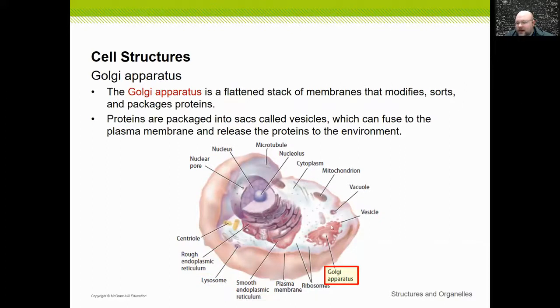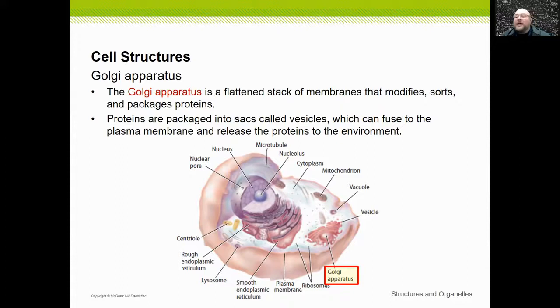Next, we have the Golgi apparatus. That's this structure down here. The Golgi apparatus is a flattened stack of membranes that modifies, sorts, and packages proteins. Proteins are packaged into sacs that we call vesicles, which can fuse to the plasma membrane and release the proteins into the environment.